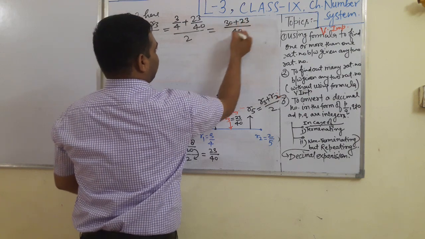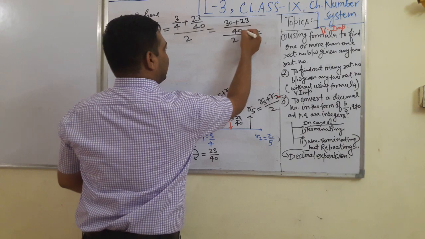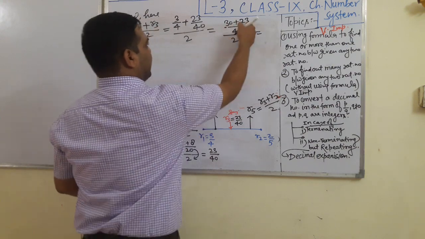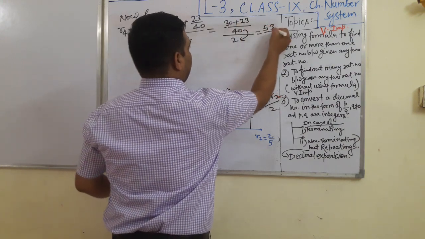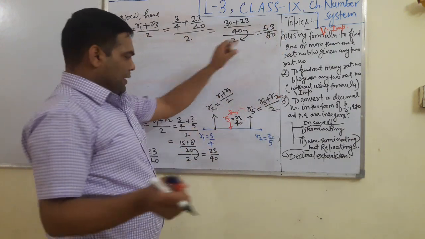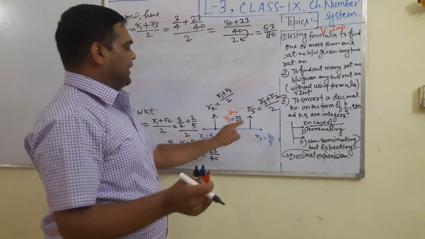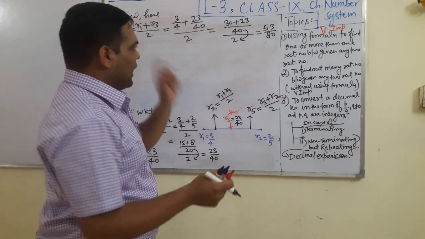It could be 23 getting divided by 2. When you simplify, you will get 53 upon 80. This is another rational number between R1 and R2, lying between R1 and R3 as well as R1 and R2.